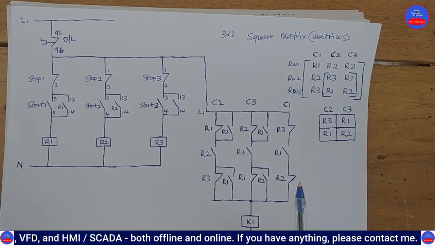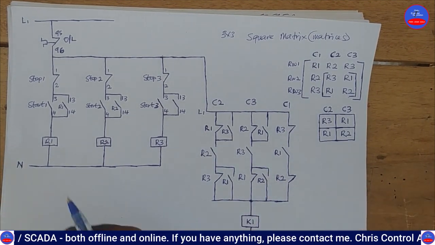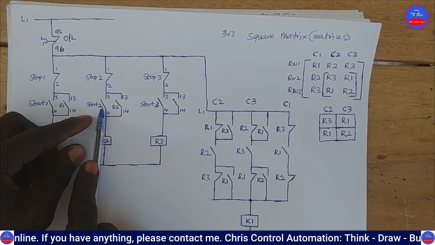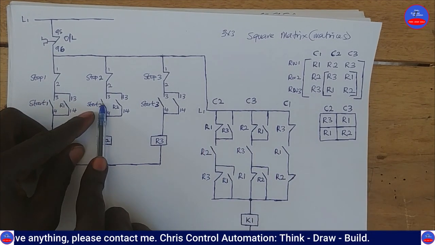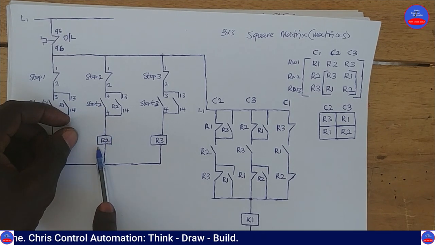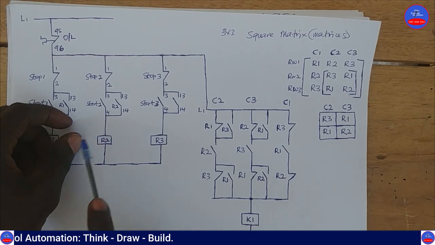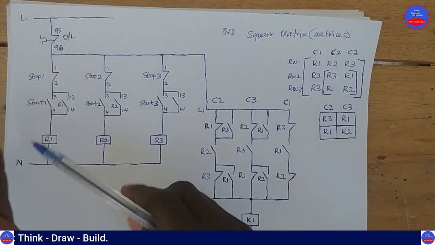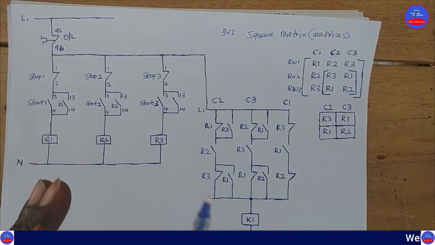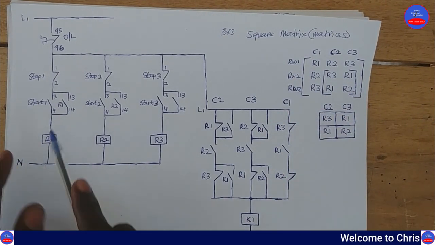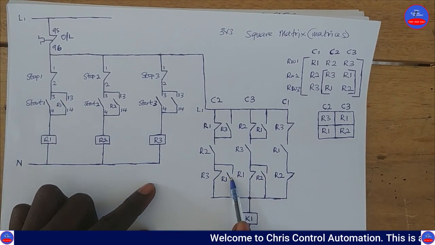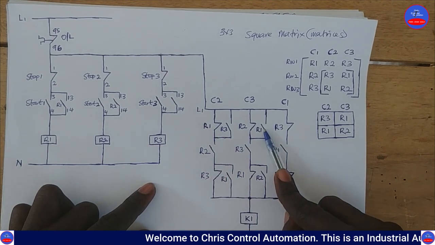You understand? So now when you press on start 2, the R2 will also energize. When it energizes, all the contacts on R2 will change their state. Don't forget that the R1 is energized because we didn't stop it. So it means that this side is closed, this side is open, this side is closed.